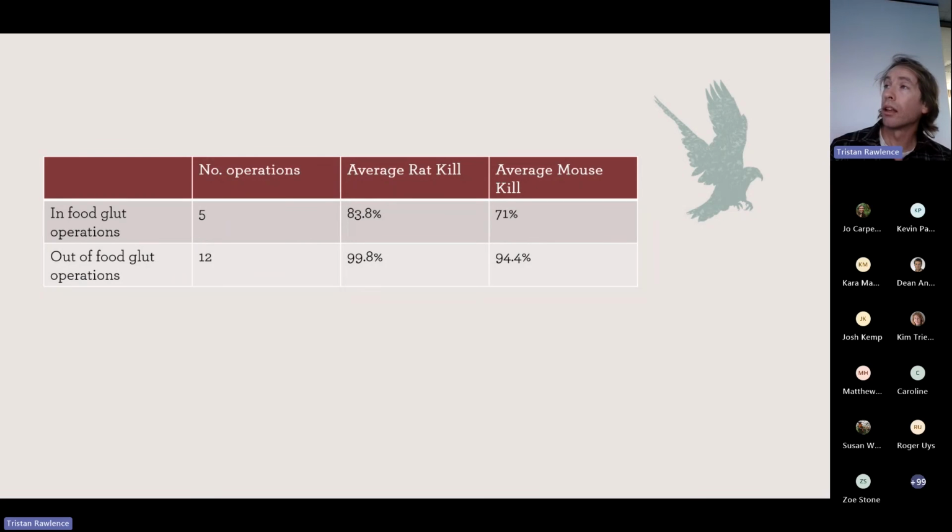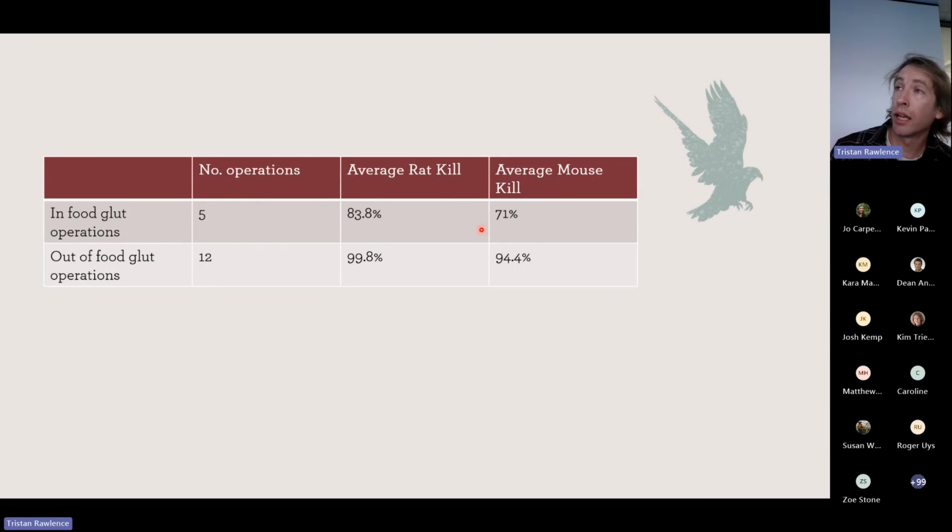we've delivered 5 operations in the food glut, unfortunately. A couple of them were a bit late off the ground with the new timing, but we decided to go ahead anyway. And we got an average rat kill rate of 83.8%, which is not great, and an average kill rate for mice of 71%. Now, when we delivered operations when we intend to from now on, there were 12 of them. The rat kill rate was 99.8%.